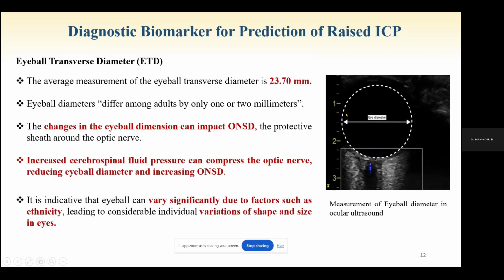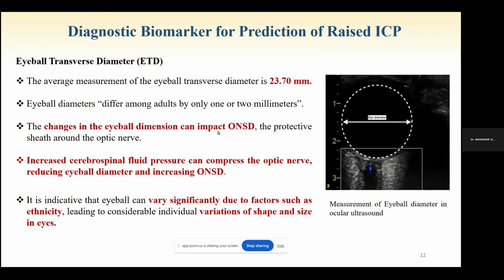And this is important because in most of the literature it has been highlighted that if you take the ratio of this optic nerve sheath diameter and eyeball, it will be much more beneficial to correlate things with the ICP. The important thing is that in adults, after some age, the eyeball diameter does not vary much, differing by only 1 or 2 millimeters. The average measurement for adult patients is 23.7 mm. It may vary from 21 to 24 also, but the average is 23.70.